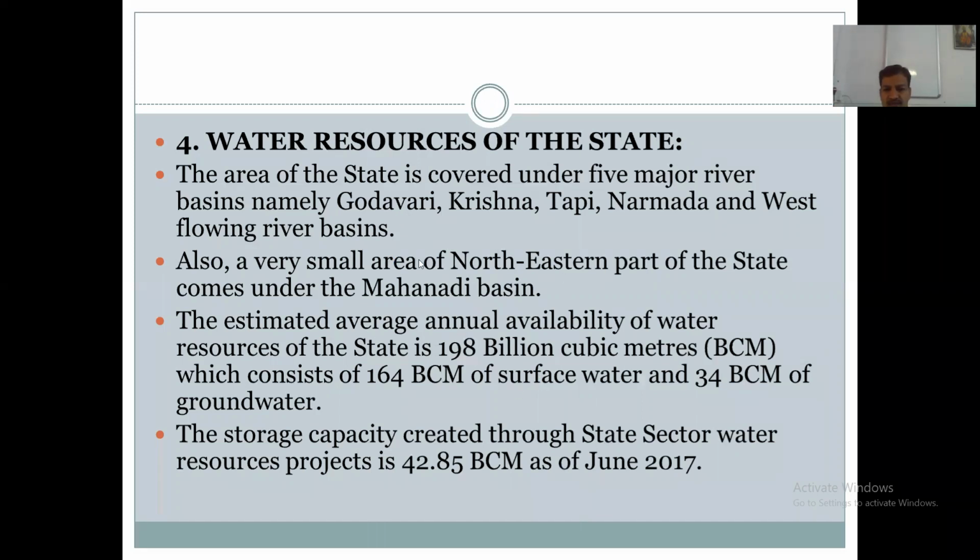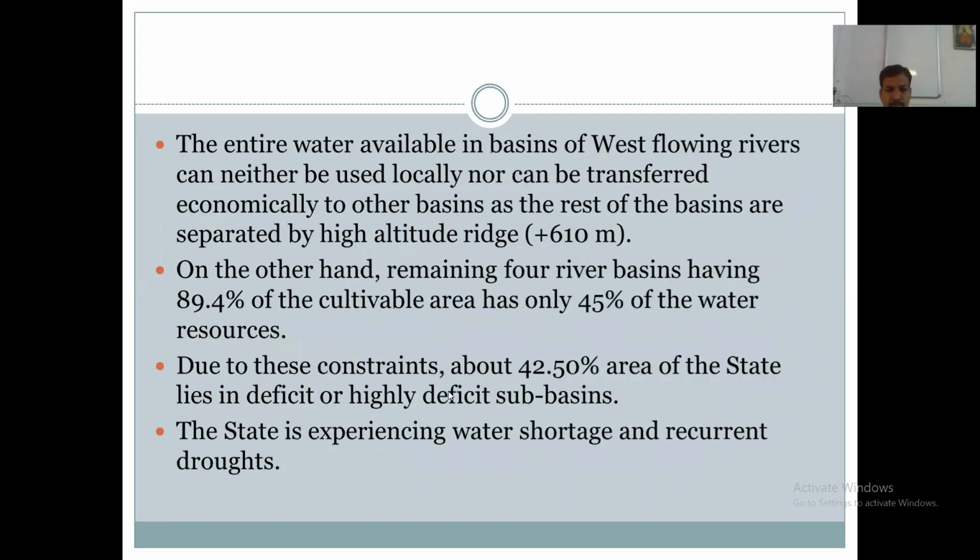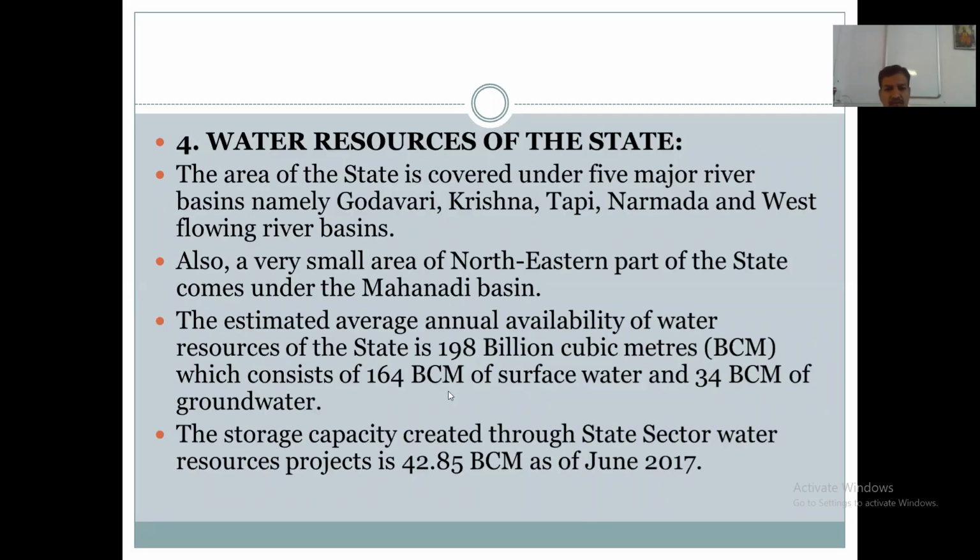In the Maharashtra state, there are 5 major river basins: Godavari River, Krishna River, Tapi River, Narmada, and west flowing river basins. A very small area of the northeastern part of the state comes under the Mahanadi Basin.